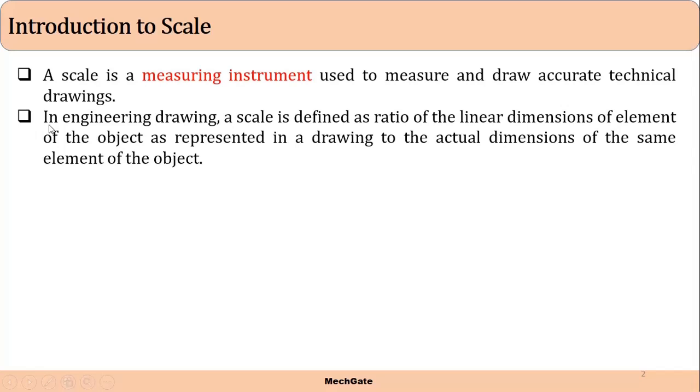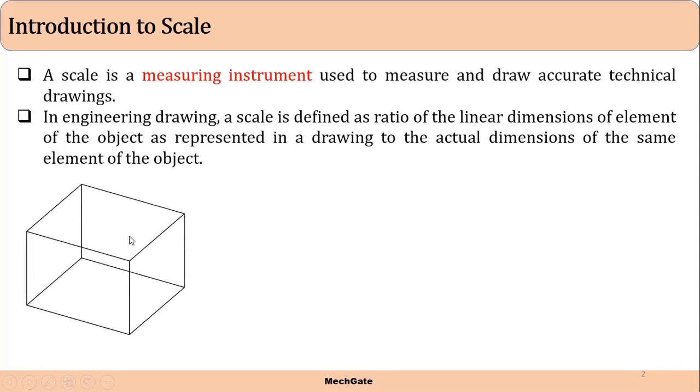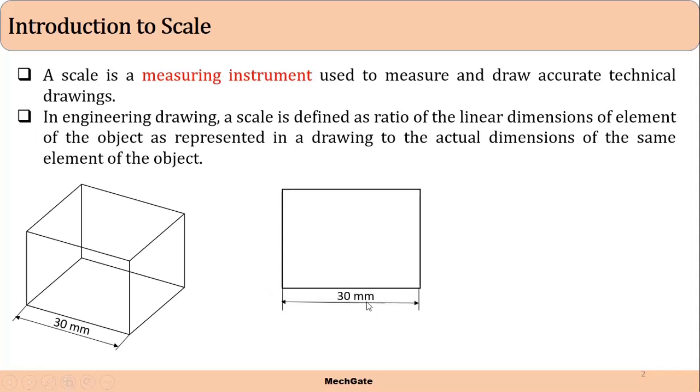In this topic, scale is defined as the ratio of the linear dimension of an element of the object as represented in a drawing to the actual dimension of the same element of the object. So it is a ratio. For example, let's say this is my object. The length of this object is, let's say, 30 millimeter. If I want to draw this length on some drawing sheet, let's say I'm preparing the drawing, this is my front view of this side, right? So if I draw the length of this side equivalent to 30 millimeter.